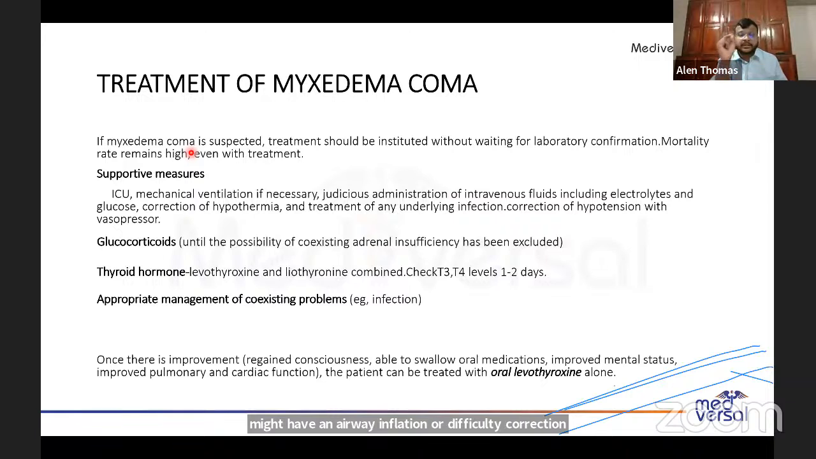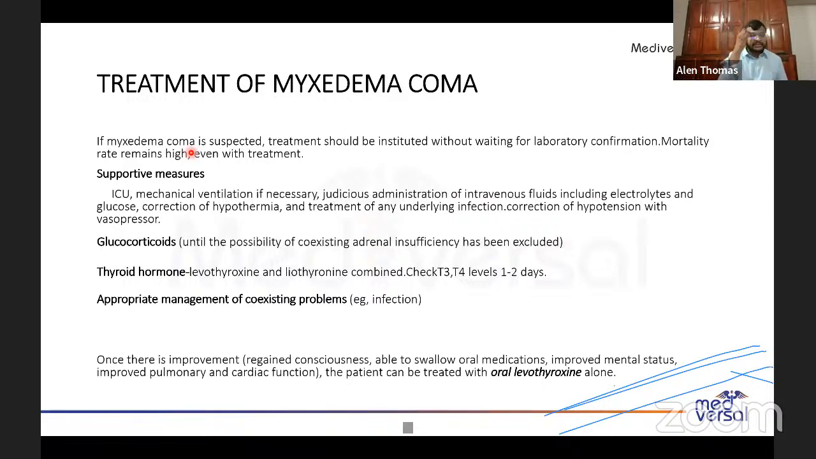Hypotension is corrected, but it's not hypovolemia that you need to treat with fluids, because if there is cardiac involvement, you might have refractory hypotension. You have to even think of giving vasopressors and glucocorticoids. Until the possibility of coexisting adrenal insufficiency has been excluded, you can try glucocorticoids also. And thyroid hormone: levothyroxine, liothyronine. Liothyronine is actually T3.